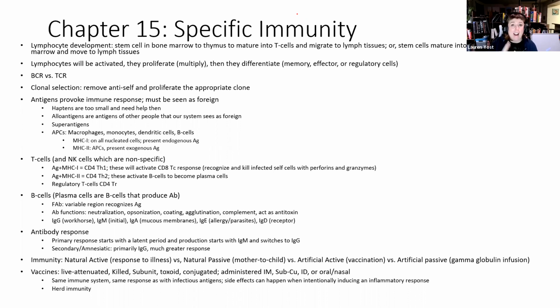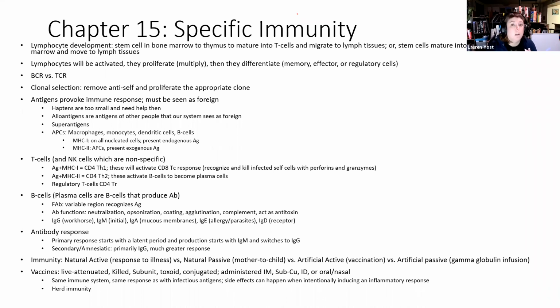They differentiate after they've multiplied. So it's multiplied up cells. We've got tons of the same cell now. Now they differentiate into memory cells, effector cells, or regulatory cells. So that's what's going to be going on there in those lymphocytes, whether they're B or T, it doesn't matter.